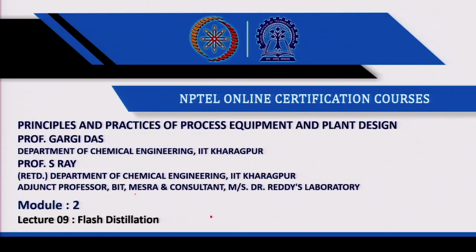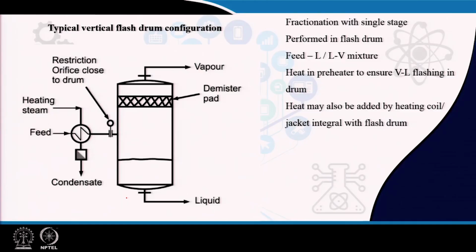Well, hello everybody. In the last class we had started the process of distillation, and I had given you a brief introduction about the different distillation processes. We mentioned that we will be discussing first the flash distillation, then the rectification or the fractionator, and then the batch distillation column. Today I will be giving you a brief overview of the design considerations for designing a flash distillation column.